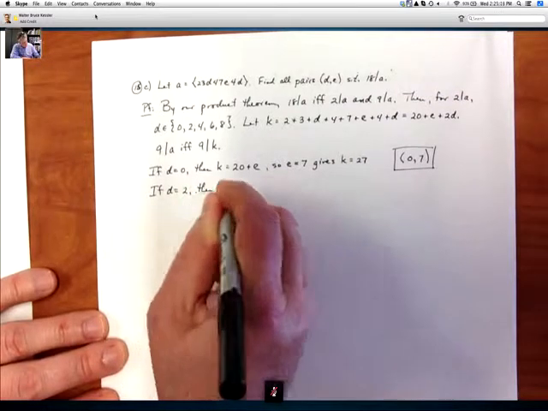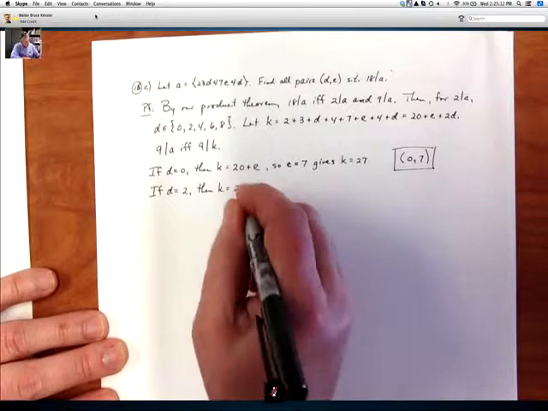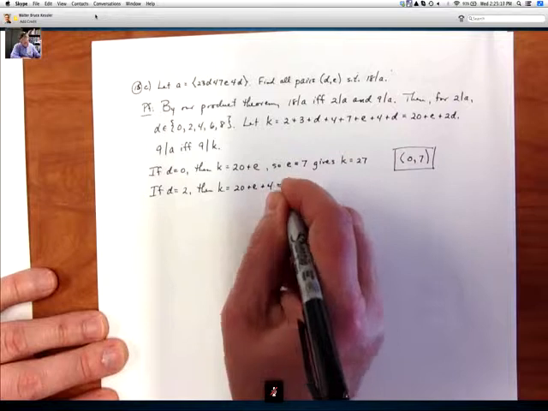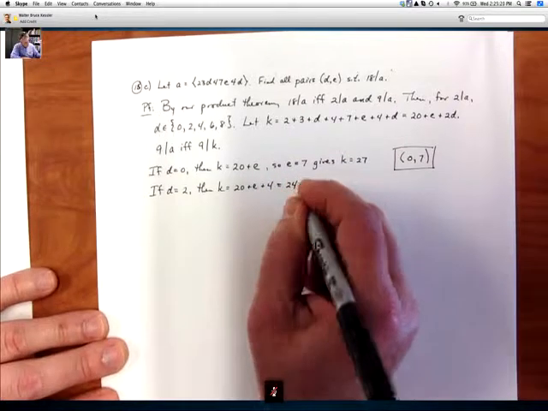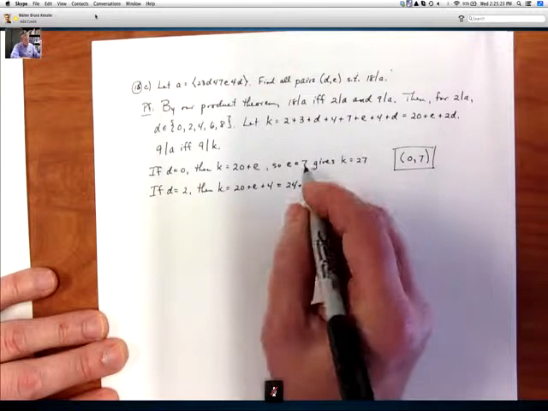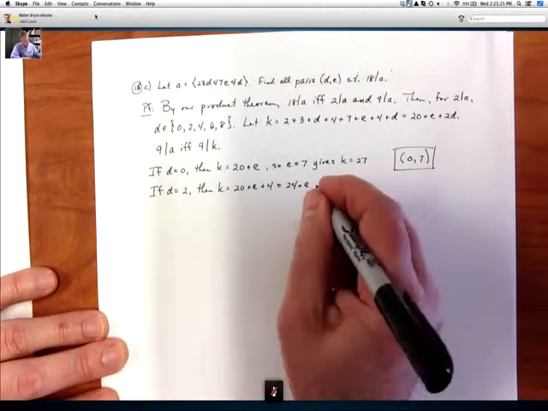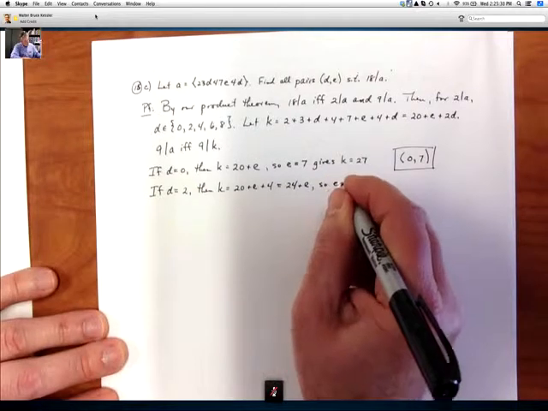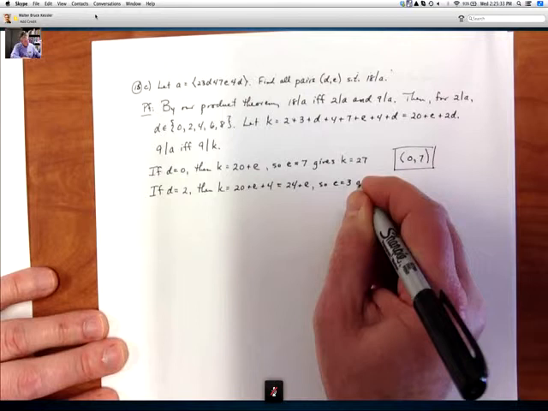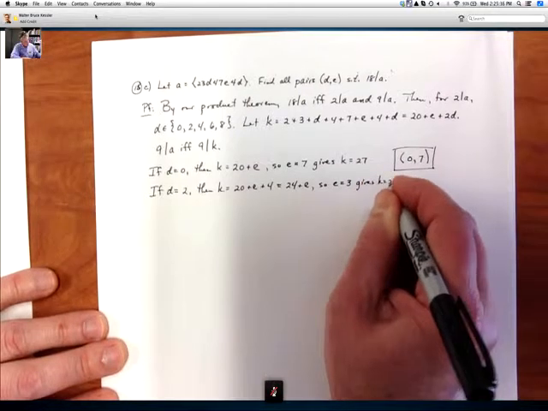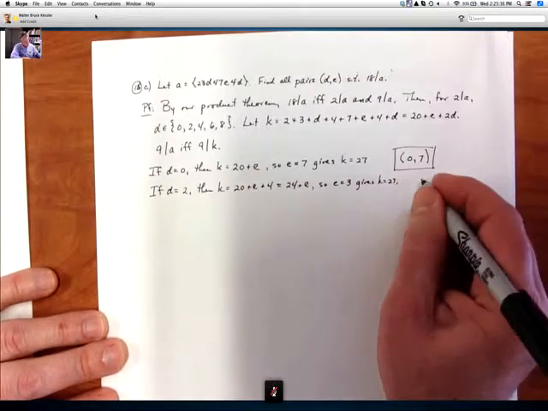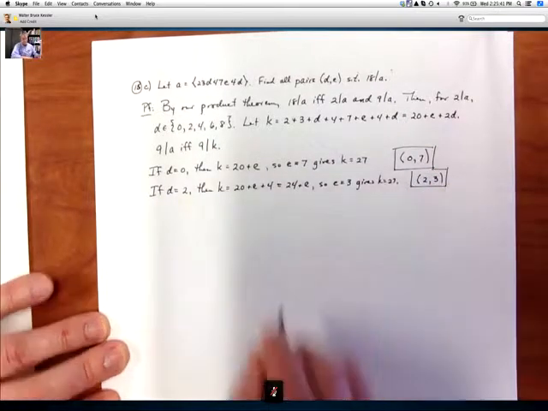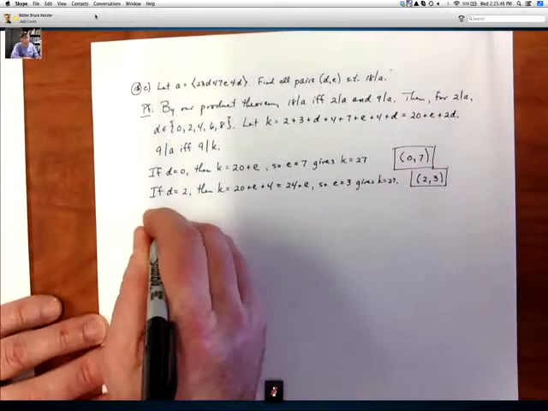If D is 2, then K is 20 plus E plus 4 equals 24 plus E. Again, I can get to 27, but that's about it. So if I add 3 to that, so E equals 3, gives K equals 27. So it looks like I've got 2, 3. There's another one.